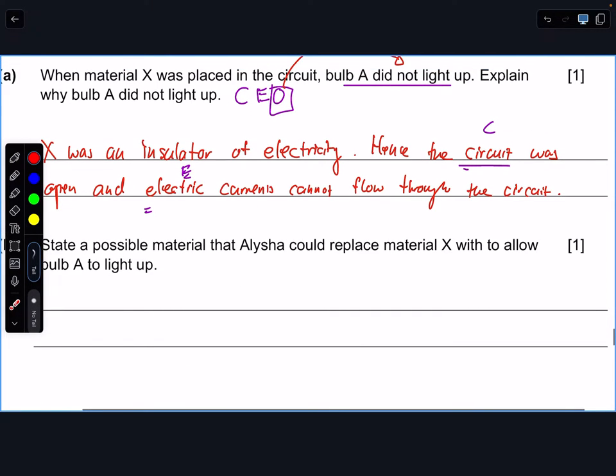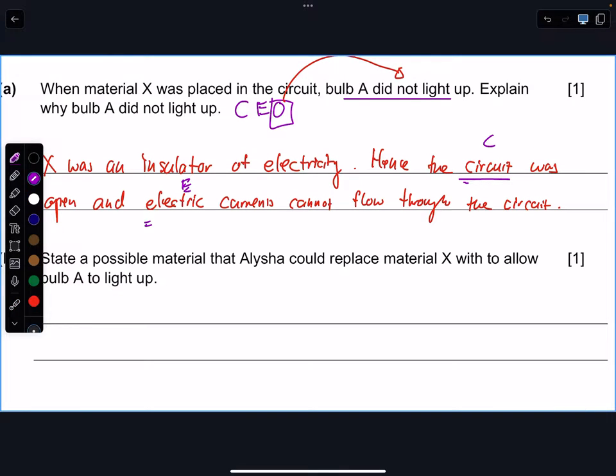State a possible material that Alicia could replace X. Okay, so a possible material will be copper. Iron also can. Some of you put gold. Gold is not wrong. I gave you the marks. But you see, it's not realistic. Gold is very expensive. But yes, it will work. In fact, it's one of the better electrical conductors. You find it in your handphone circuits, your very expensive electronics.